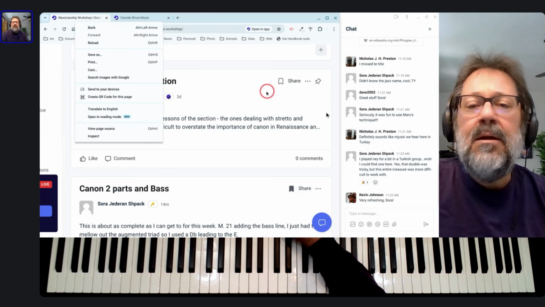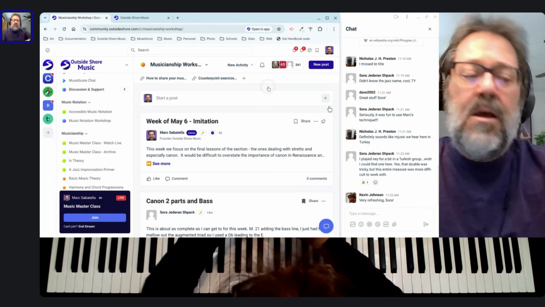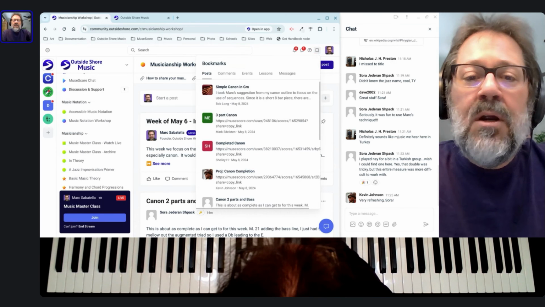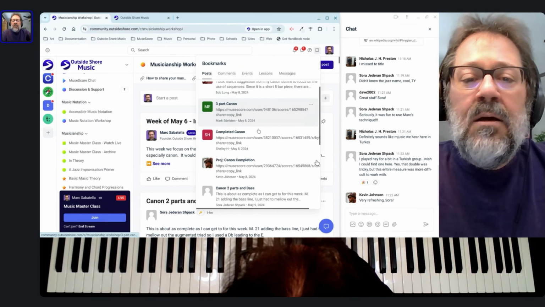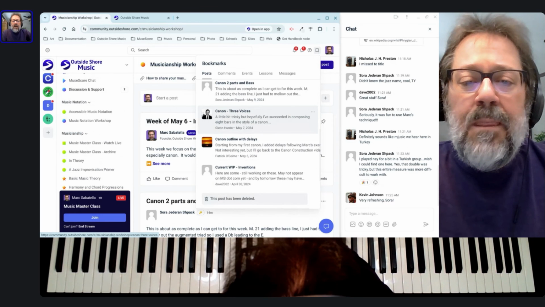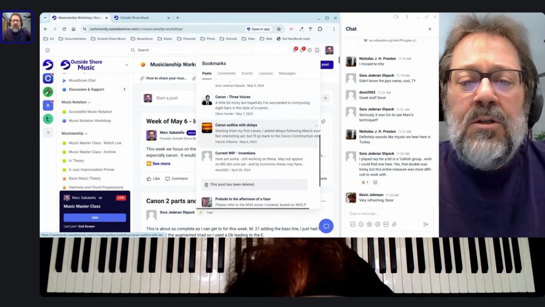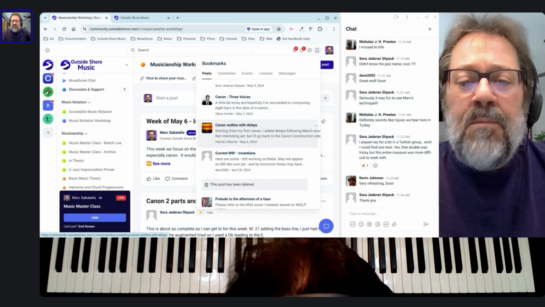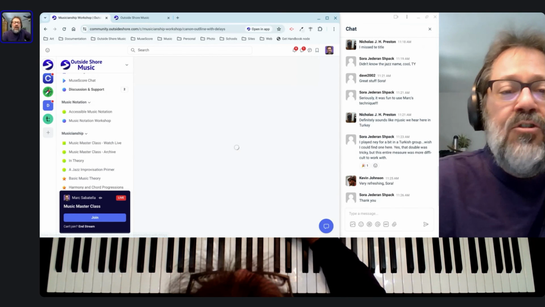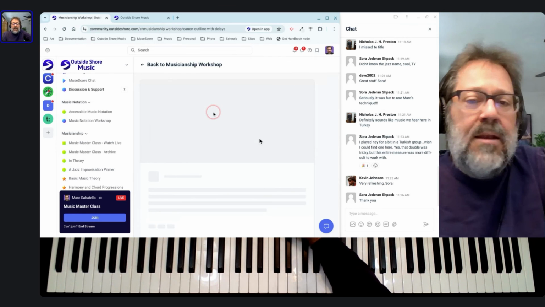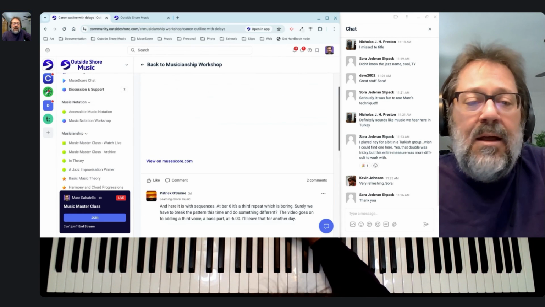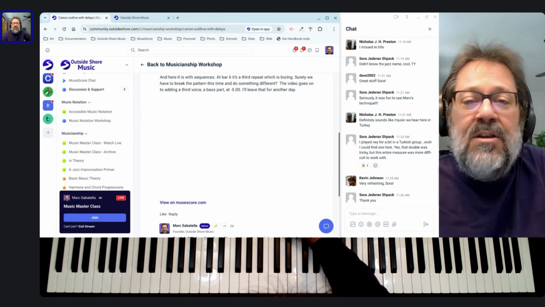And let me bring up my thing here where I bookmark things. Who's Sora Glenn? I'm going to jump over to Patrick's, actually. He was actually, I think, the first person to get one up. And he did a couple different versions. And this is the version he did with sequences.